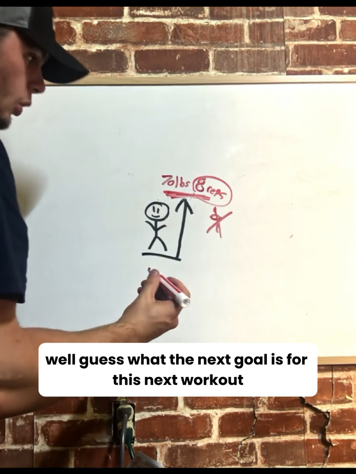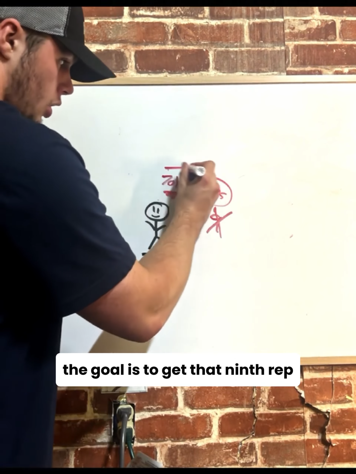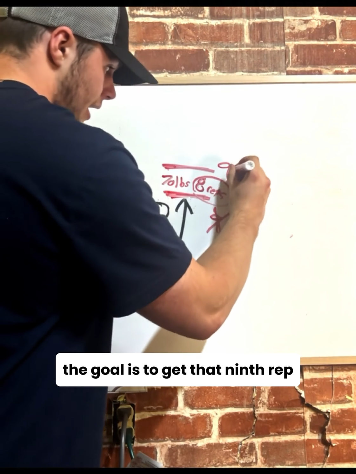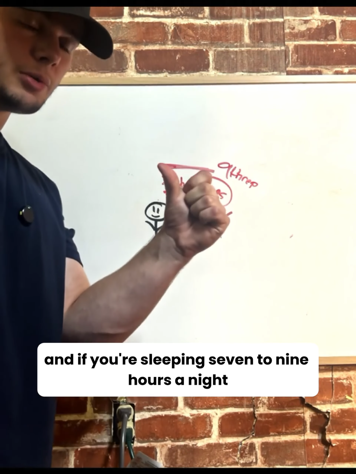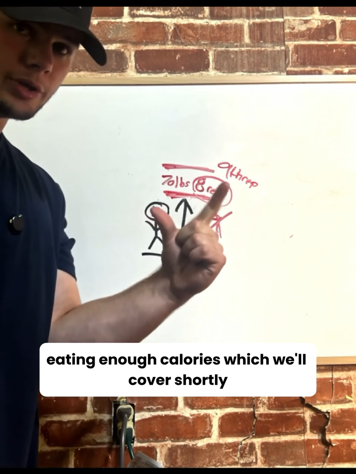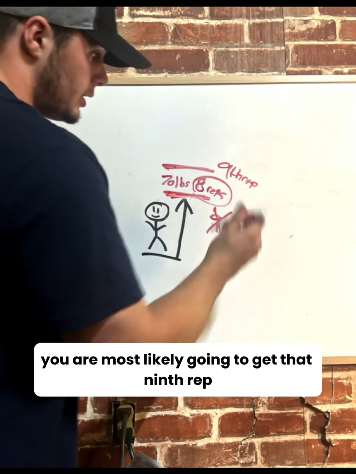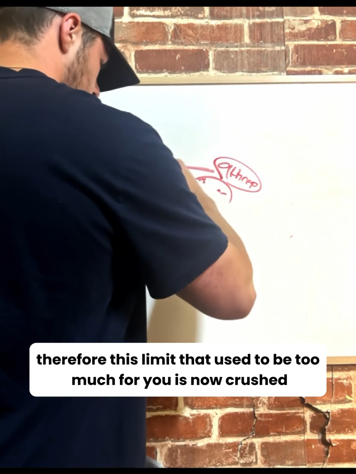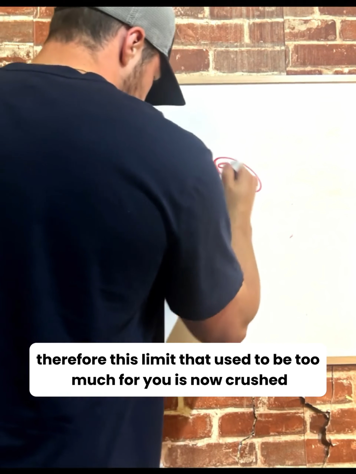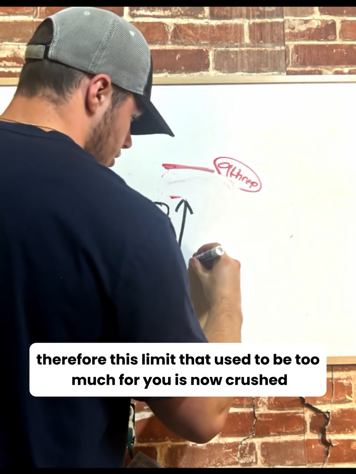Well, guess what the next goal is for this next workout? The goal is to get that 9th rep. And if you're sleeping 7 to 9 hours a night, eating enough calories, which we'll cover shortly, you are most likely going to get that 9th rep. Therefore, this limit that used to be too much for you is now crushed and you move up.